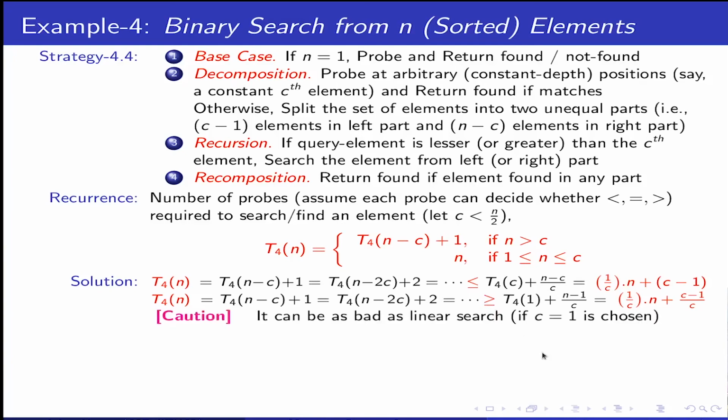Now see, there is a caution. It is as bad as linear search if you choose c equal to 1. For a constant value c, it is upper bounded by some function of linear n, and lower bounded by some function of linear n. That's why it is not logarithmic at all. So it is as bad as linear search. If you put c equal to 1, everything is n. So it is upper bounded and lower bounded by n. That means T(n) is sandwiched there. So it is n time, n number of probes. So the choice of c matters, and also any choice of c does not bring it down to log n if you consider c as a constant.